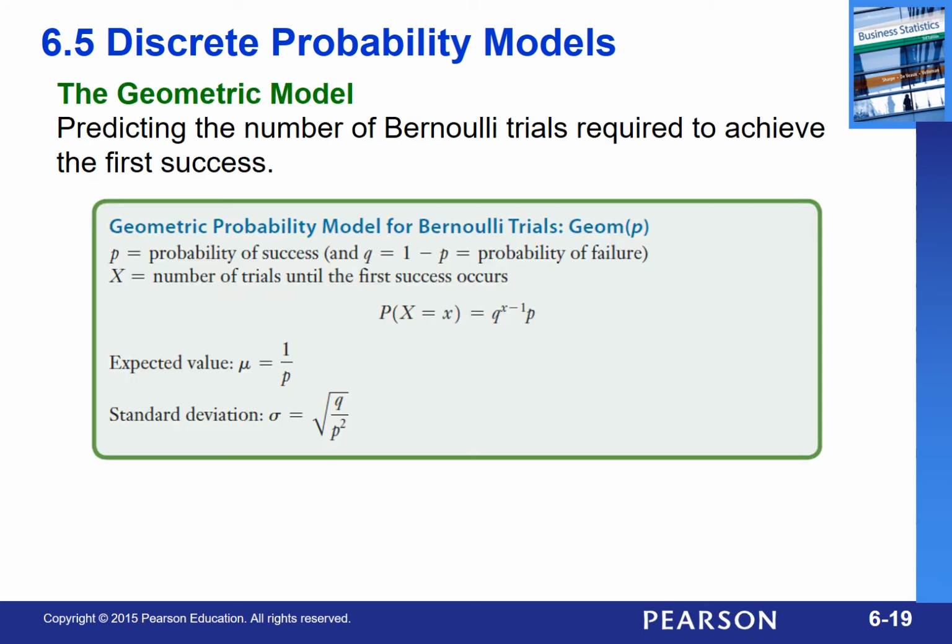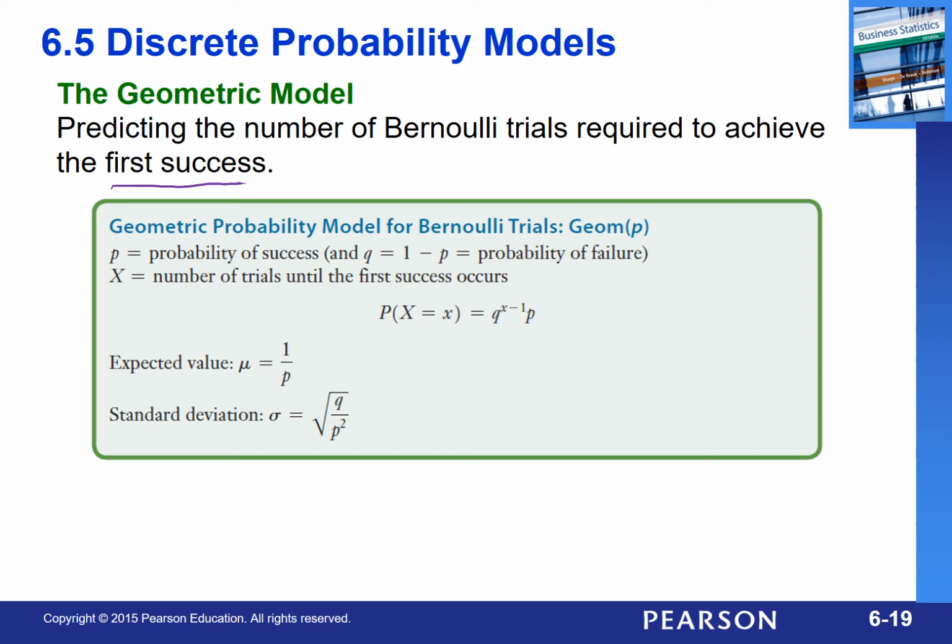The geometric model. I like to call the geometric model the stubborn model because it's repeat a process until you achieve your first success. So this is like I'm standing at the hoop and I'm going to throw my basketball at the hoop until I actually succeed. It's also called the stubborn salesman because this is usually used to track how many failed sales you have until you hit a success, which is an interesting model.